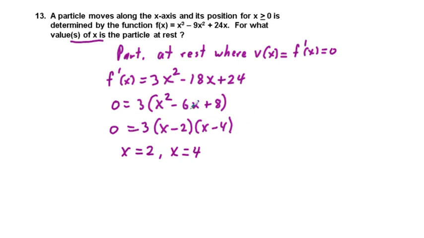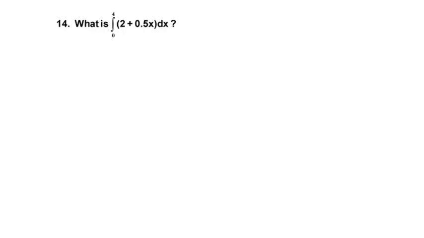Now, sometimes we're going to say over what interval is the particle moving left or right, and we certainly could do that with the information we have by making a little number line analysis. x equals 2, x equals 4. We'll put v of x here, and position down here, which is going to be f of x. So we could do a number line analysis, but that's another thing.